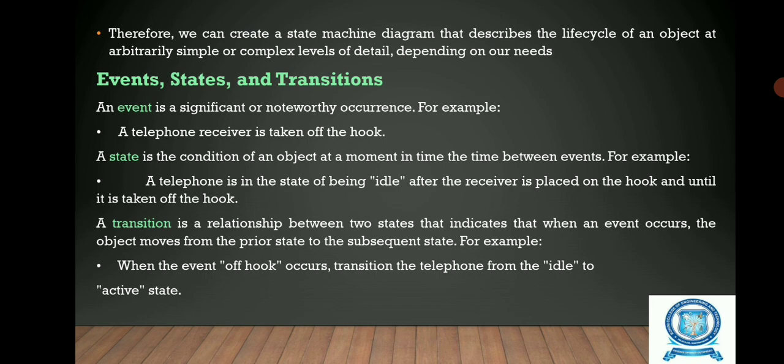A transition is a relationship between two states that indicates that when an event occurs, the object moves from the prior state to the subsequent state. For example, when the off hook event occurs, it transitions the telephone from the idle to the active state.